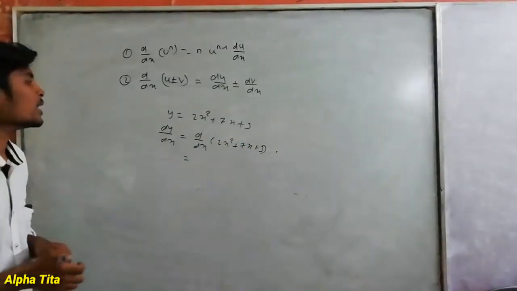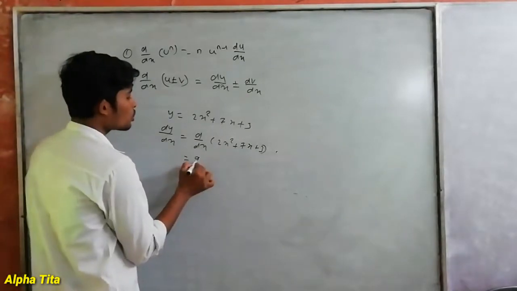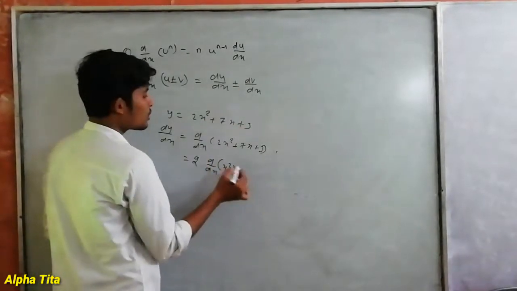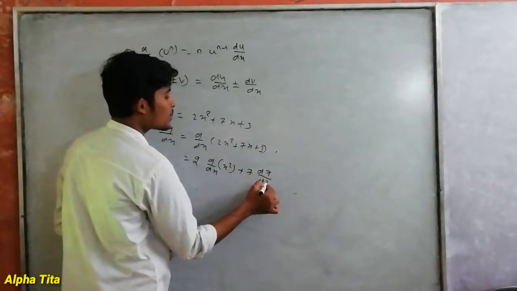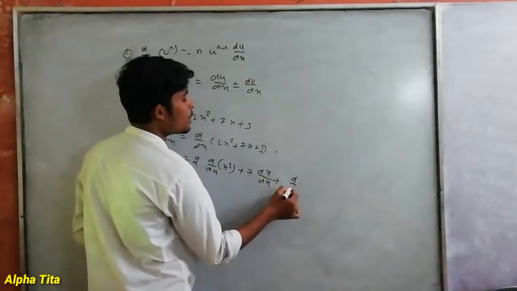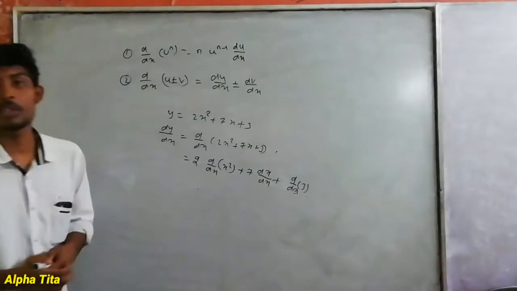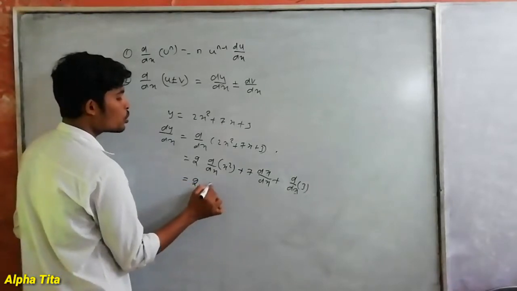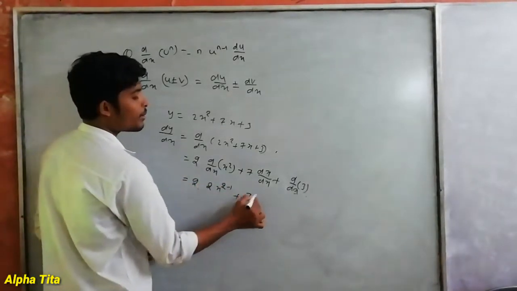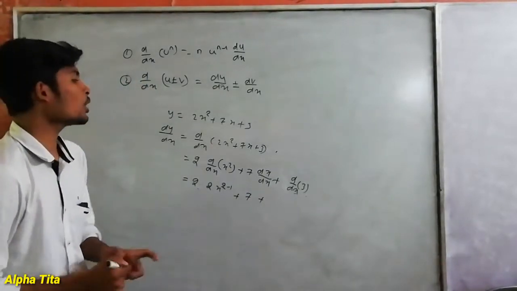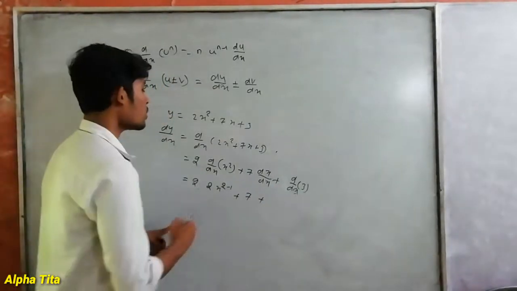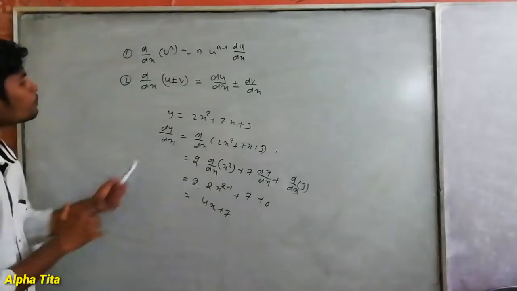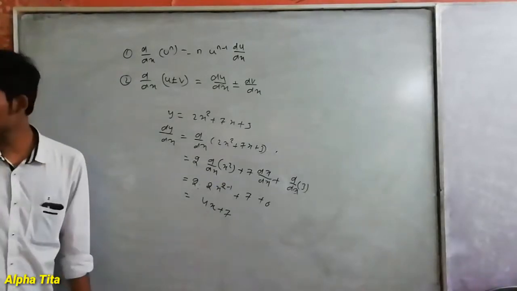What do you get? Taking the constants outside, 2 d by dx of x square, plus, by using this formula, 7 dx by dx, plus d by dx of 3, a constant. We know the derivative of x square is 2 into x to the power 2 minus 1, plus 7 times dx by dx, which is 1, and we know the derivative of a constant function is 0. So you get 4x plus 7. Simple things, you just see and you can calculate.